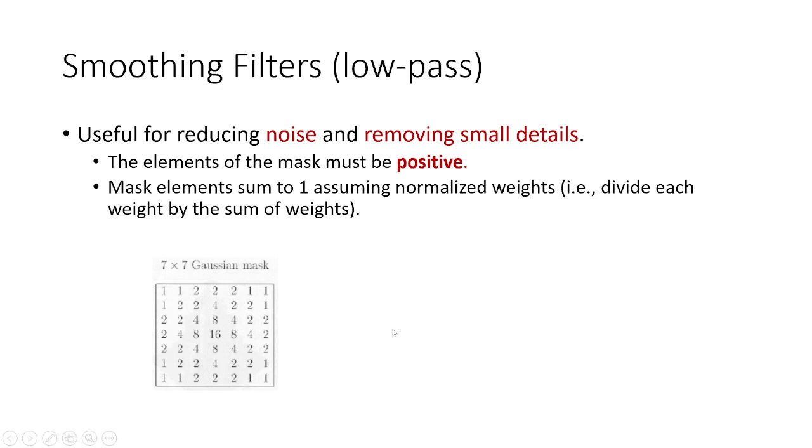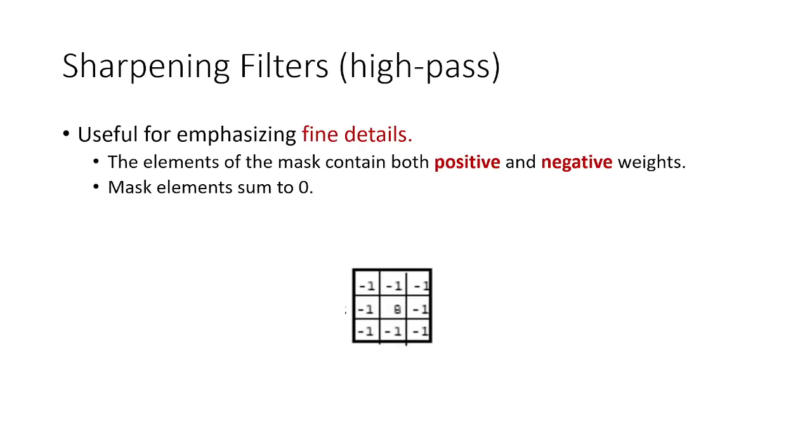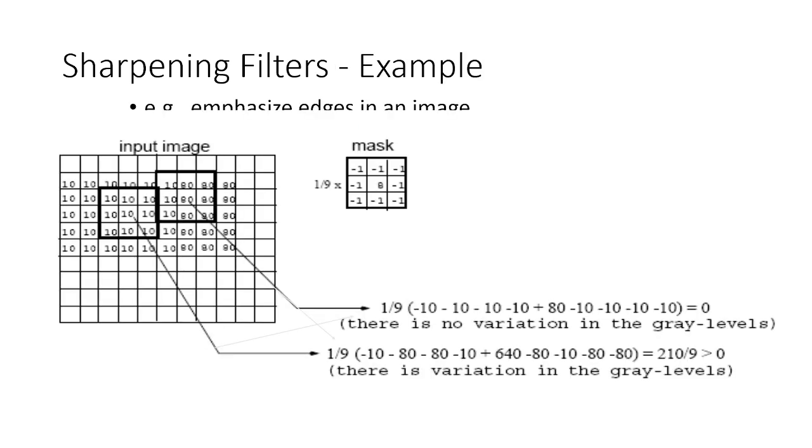So all the mask value elements have to be positive, whereas in sharpening it can have both positive as well as negative values. The only thing is the entire sum of the mask is equal to 0. Because when you sum all these mask values, it becomes 0. It is a weighted combination of positive as well as negative numbers.